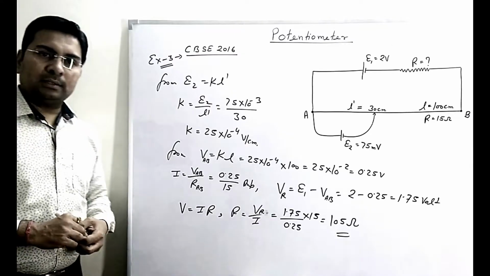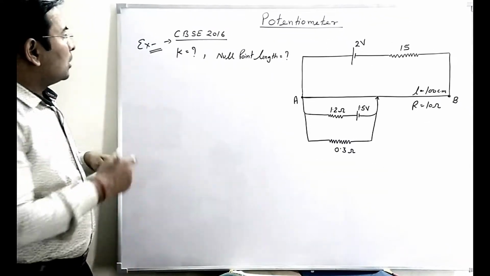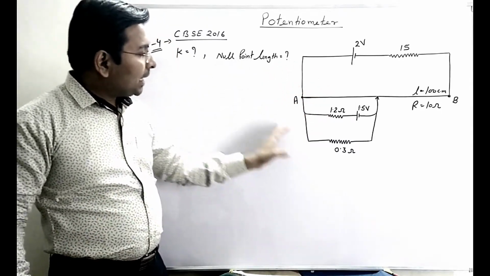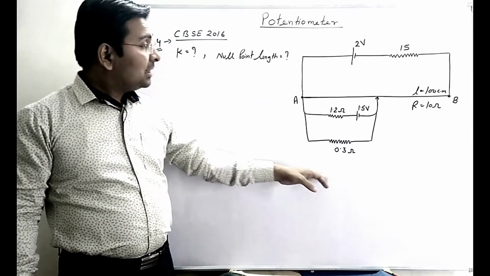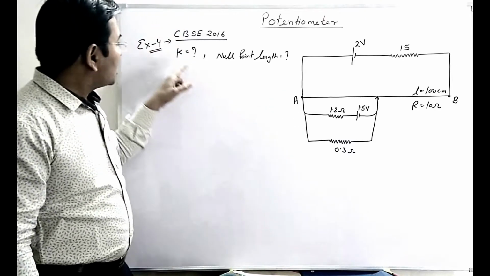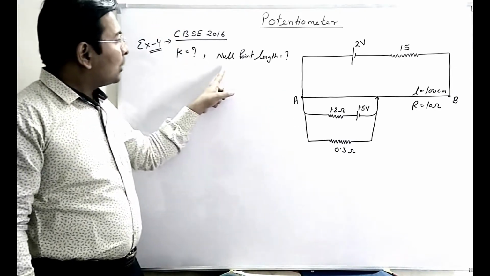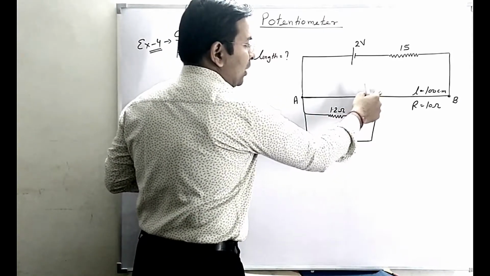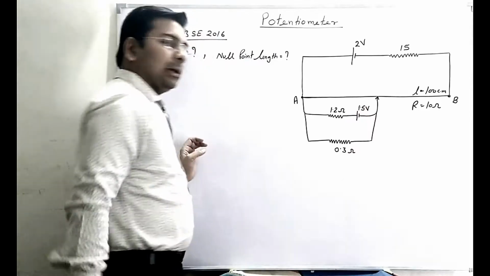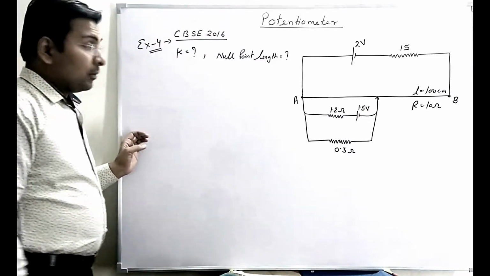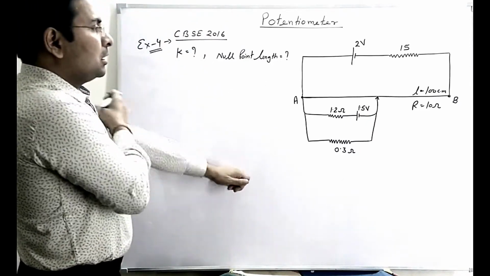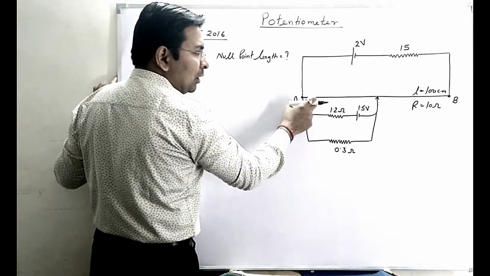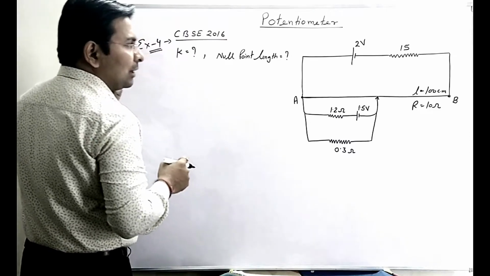Okay, note it down. Okay beta, now it is question number 4. Again the same setup is given to you, and in that setup the question asks: find the value of K and calculate the null point length. Means this length you have to calculate, the null point length. What will be the position of the null point in the potentiometer? Fine, so let us do the calculation. So in this case, once again, first of all we will calculate the value of K. So how to calculate the value of K?